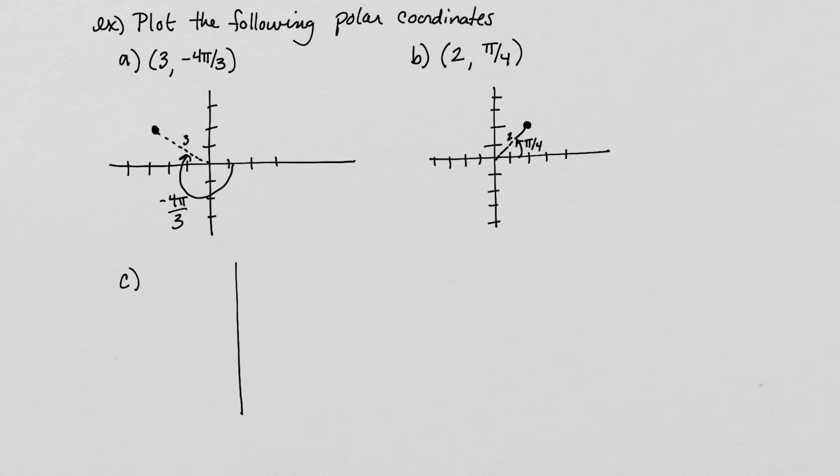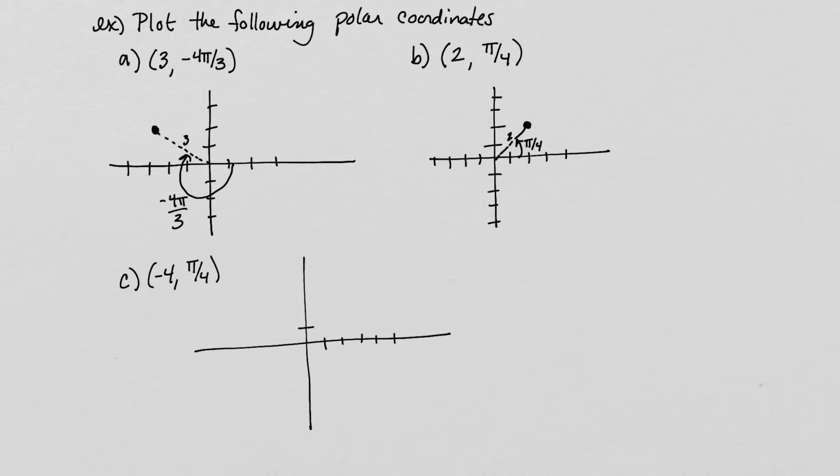Oops, I guess I should have written what it is. So negative 4 comma pi over 4. So negative 4, I'm going to go out to negative 4 here, but then I'm still going to rotate pi over 4. So pi over 4 is 45 degrees. We're rotating positively, so you're coming down in here. Again, this part here is negative 4, and then I've rotated this much, which is pi over 4.